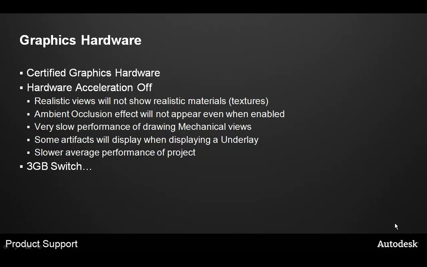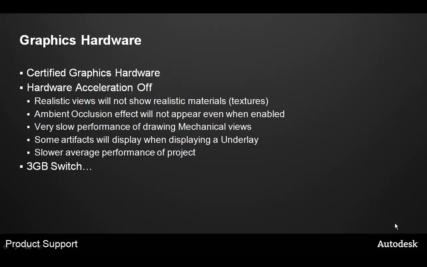You may also experience very slow performance when drawing a mechanical view. This is due to hidden line generation, and without a certified graphics card, the performance of drawing those views will be severely affected. When displaying an underlay in any view, some artifacts may display on the screen that are not intended. And finally, you will have slower average performance of any project without hardware acceleration turned on. Overall, having a certified graphics card with Revit 2011 is an important first step to make sure you're getting the full use out of the software.